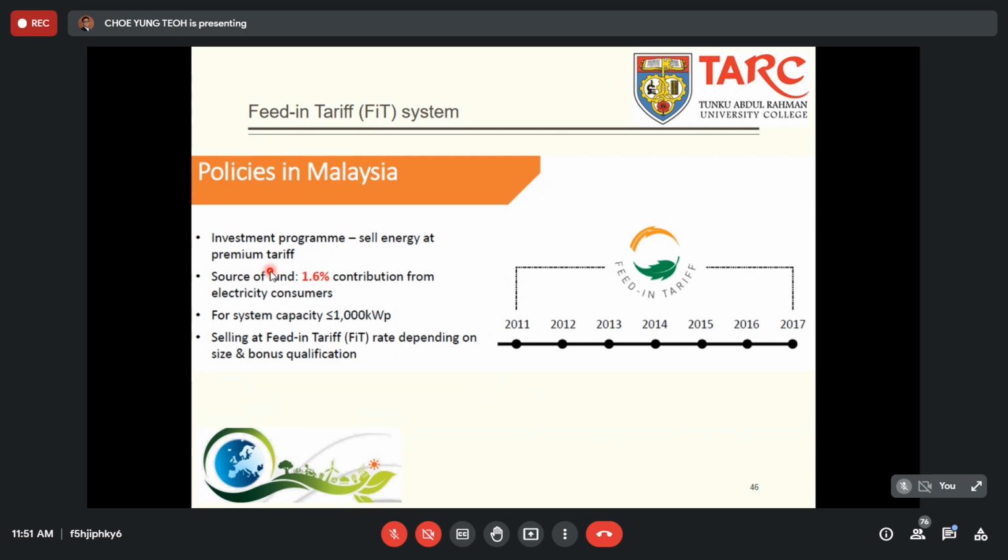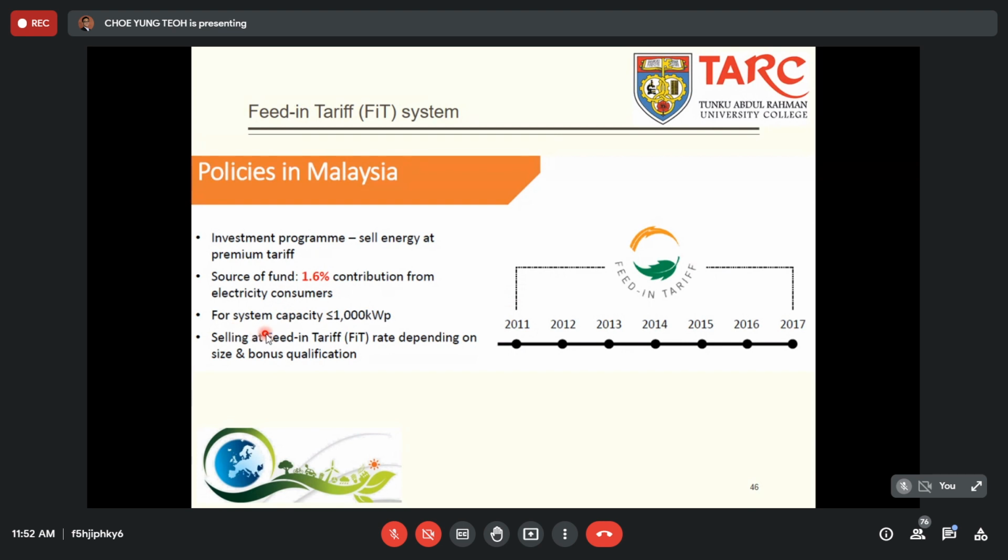Okay, but who is able to pay for the fund? The price difference, 40 cents and 1 ringgit, is 60 cents. Then the consumer will pay for it, the consumer of non-renewable energy. So you can see the source of the fund is a 1.6% contribution from electricity consumers. Every one of us who pays the electrical bill has to contribute to this fund. Let's say your electrical bill is 108, so you have to pay 1.60 for this renewable energy fund.